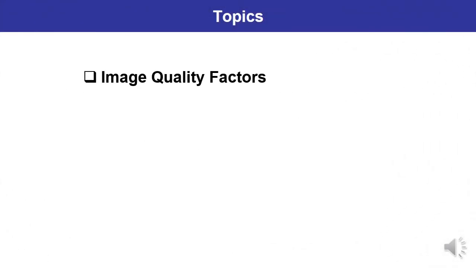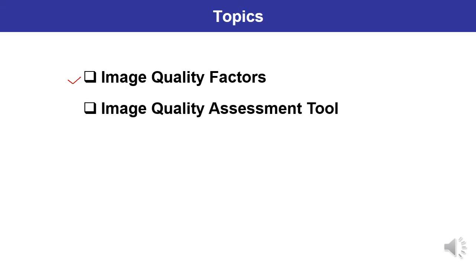Today you are going to study about three topics. One is image quality factors, image quality assessment tool, this is another topic, and the third is image quality metrics. So these three things you have to study in today's lecture. Let us begin with the first topic, which is image quality factors.